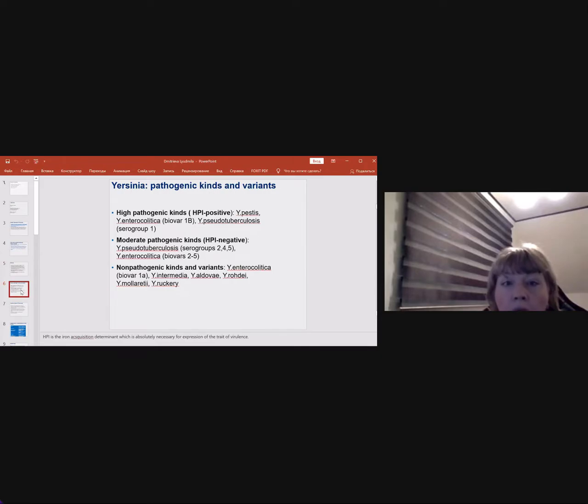Now, you can see this slide: hyperpathogenic kinds, Yersinia pestis, Yersinia enterocolitica biovar 1b, Yersinia pseudotuberculosis serogroup 1, moderate pathogenic kinds, HPI negative, yes, and non-pathogenic kinds and variants. Doctors, the high pathogenic island is the iron acquisition determinant, which is absolutely necessary for expression of the trait of virulence.